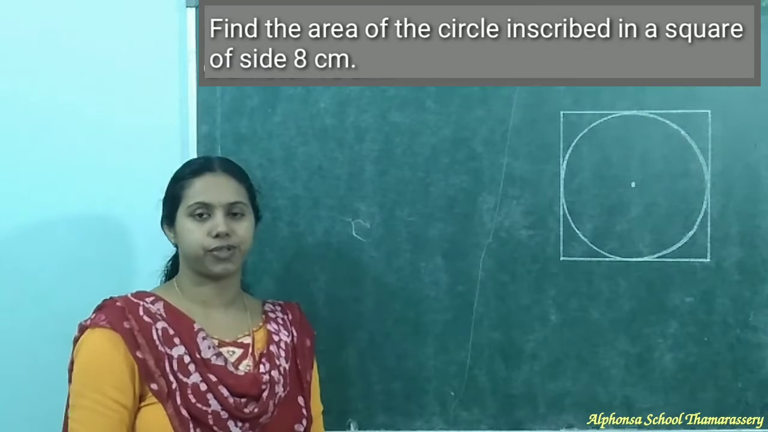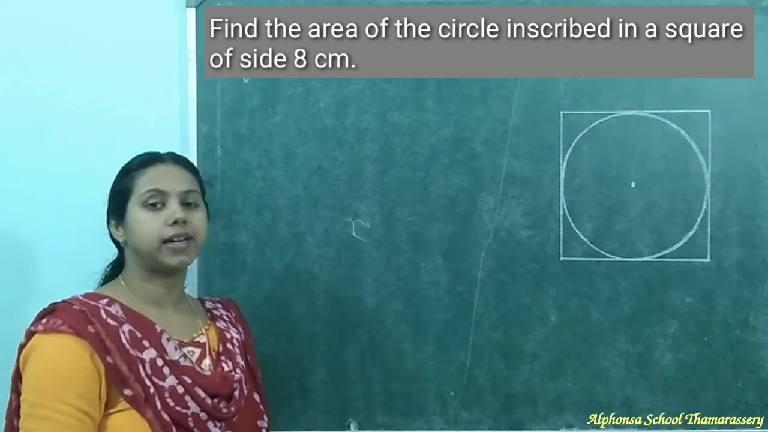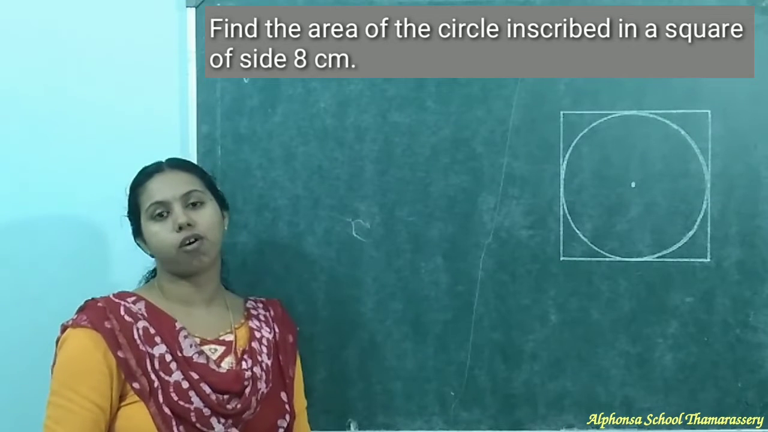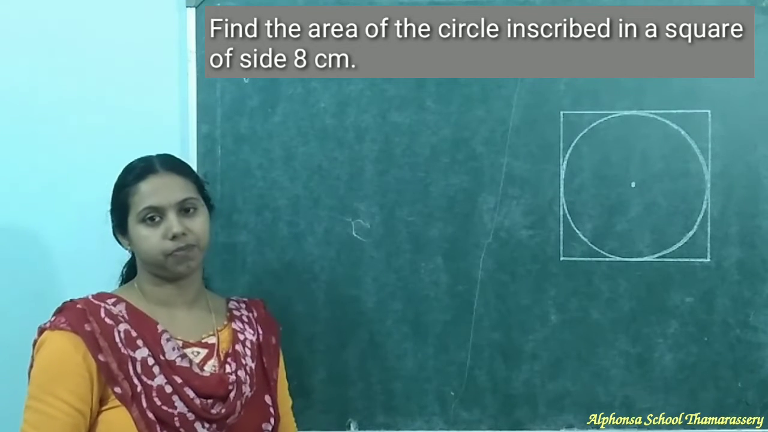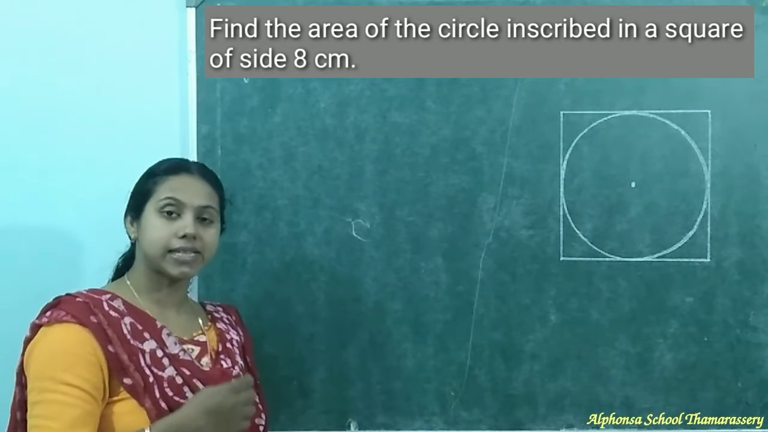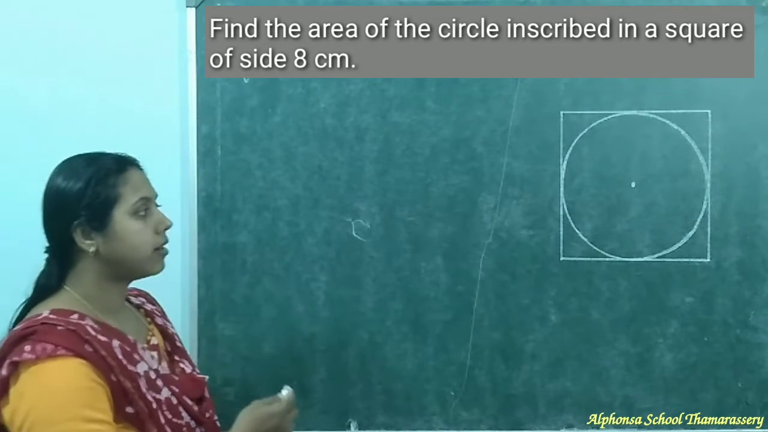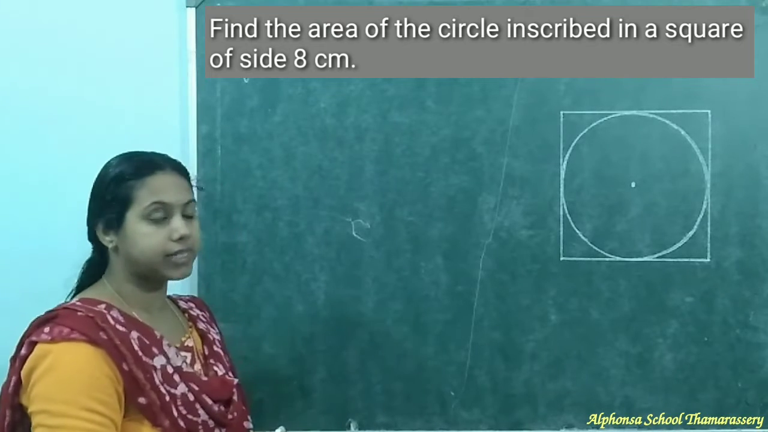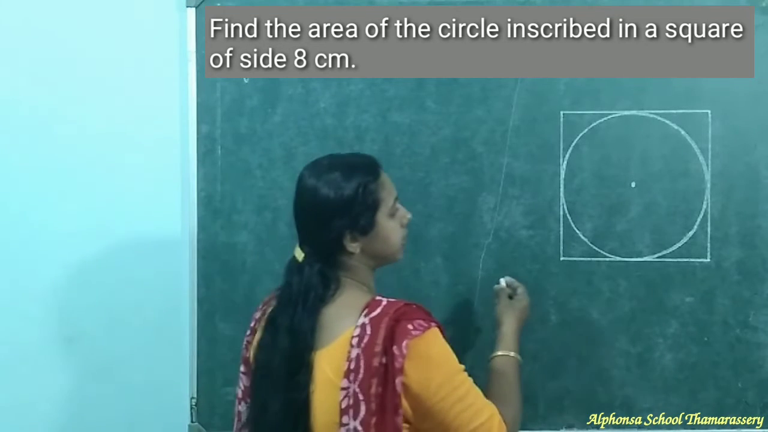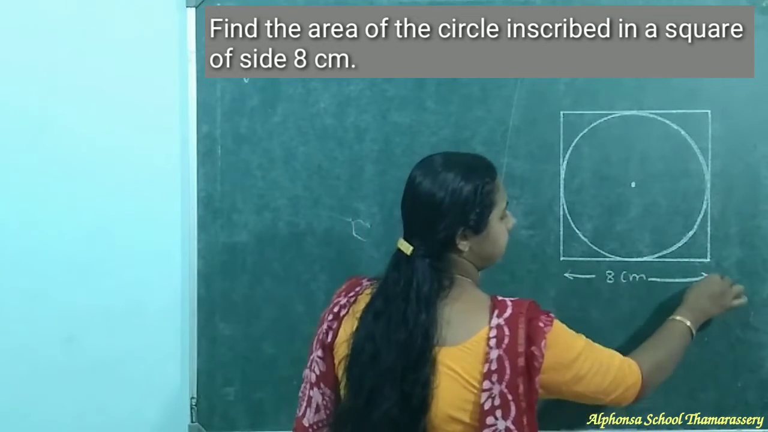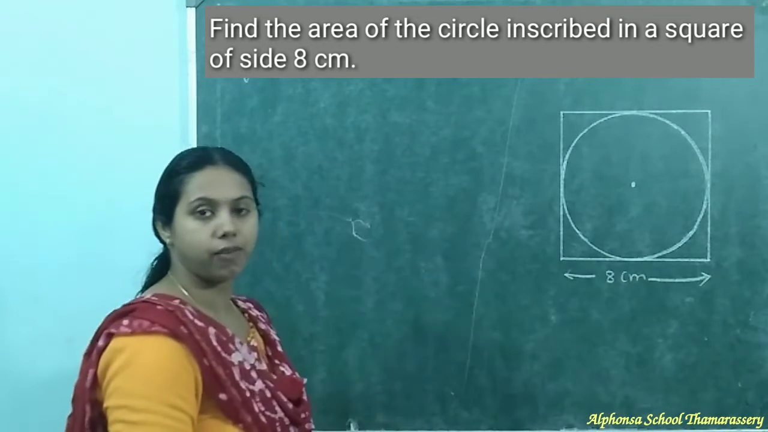Let us see the next question. Find the area of a circle inscribed in a square of side 8 centimeter. A circle is inscribed in a square. Here the side of the square is given for you. Side of a square is equal to 8 centimeter. That is the length of the side of a square.